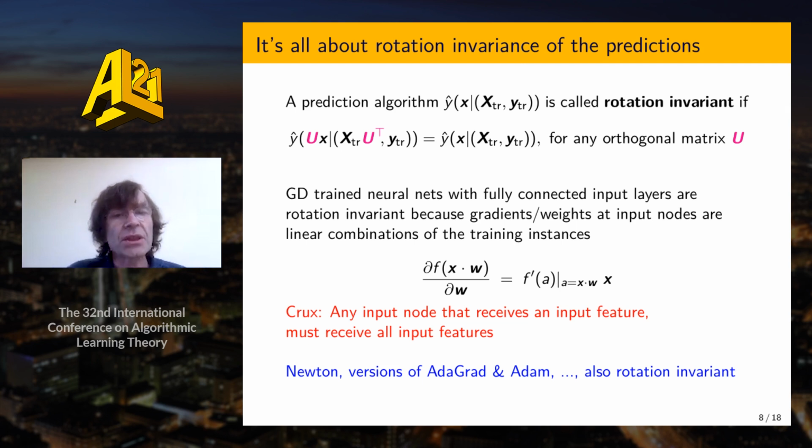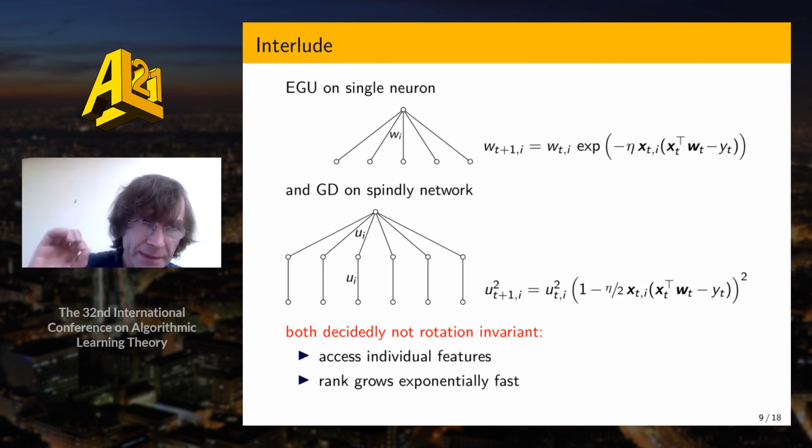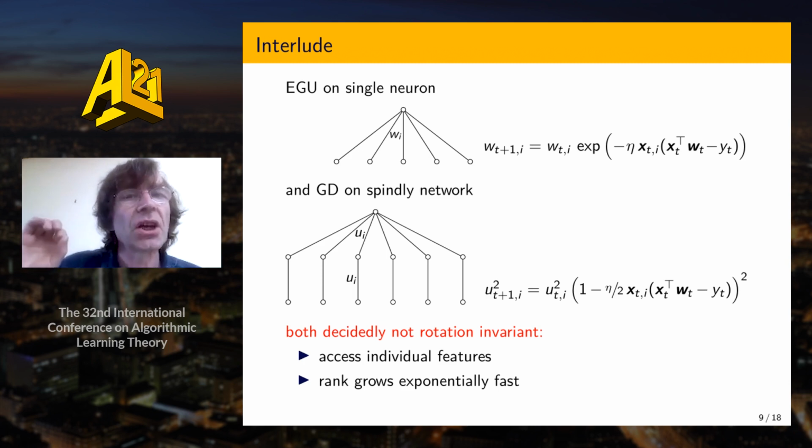Now, this rotation invariance is not something just related to gradient descent. If you have complete input layers, then Newton's method, Adagrad, Adam, they are all rotation invariant. We give a list at the end. Okay, good. Now, interlude. The multiplicative updates are decidedly not rotation invariant.